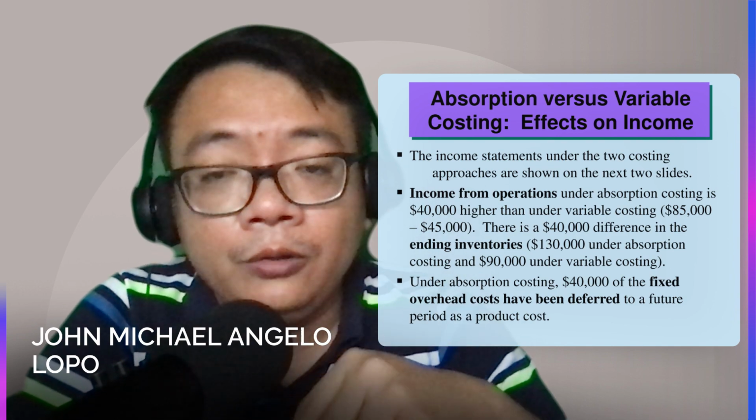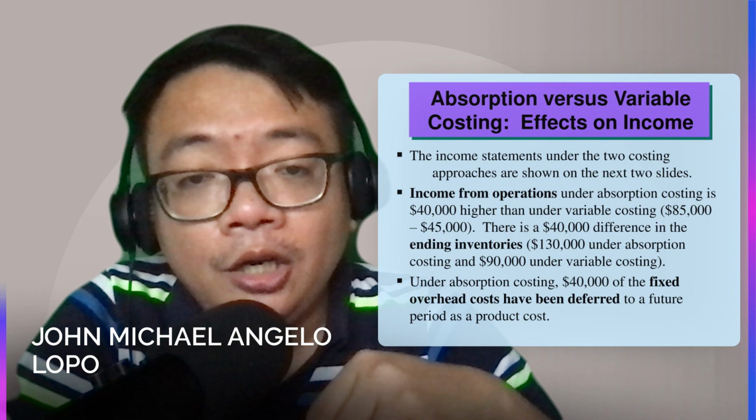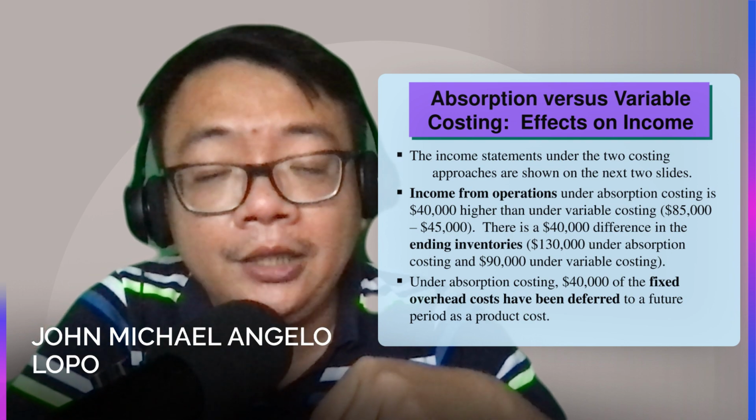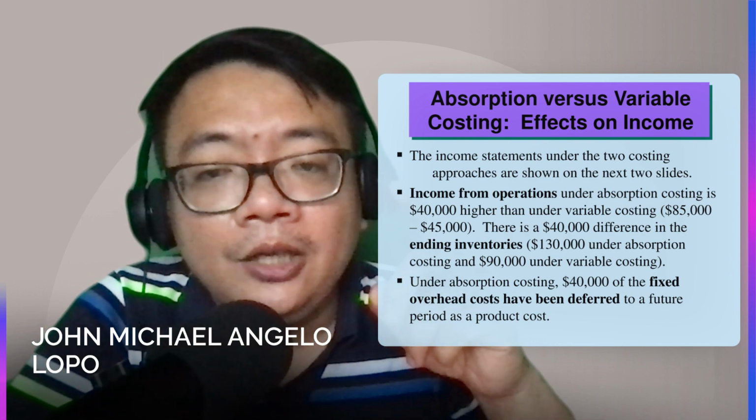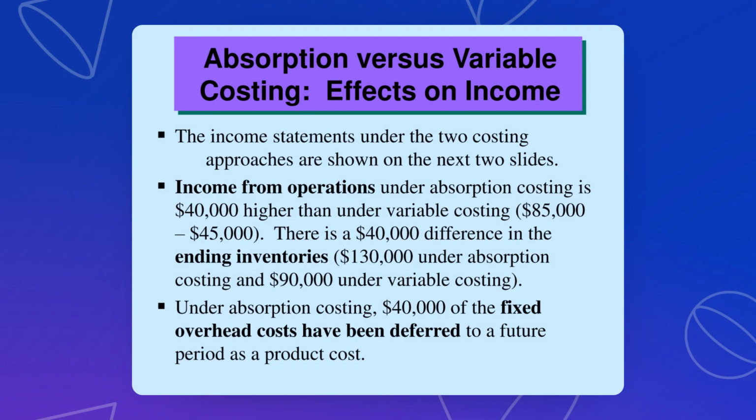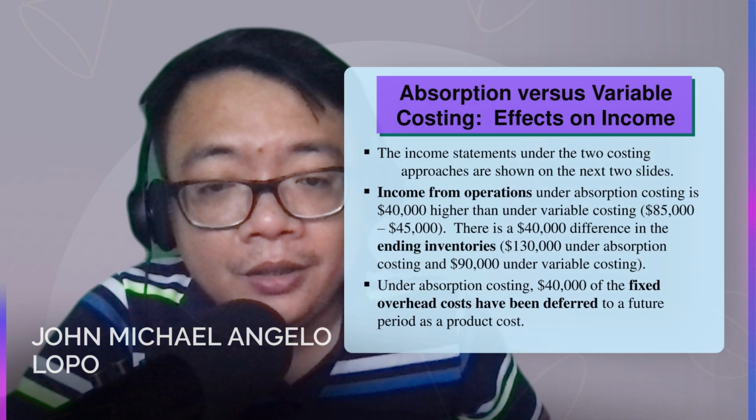If you want to know the difference between the net income of the variable and absorption costing, papaano, sir? Okay? You can compute that by just getting the ending inventory, no? So the income from operations under absorption costing is 40,000 higher than under variable costing. How do we compute for that? 85 minus 45. But we need to know first the formula. Magkano class yung ating fixed manufacturing overhead? Di ba 4? Yes, 4.